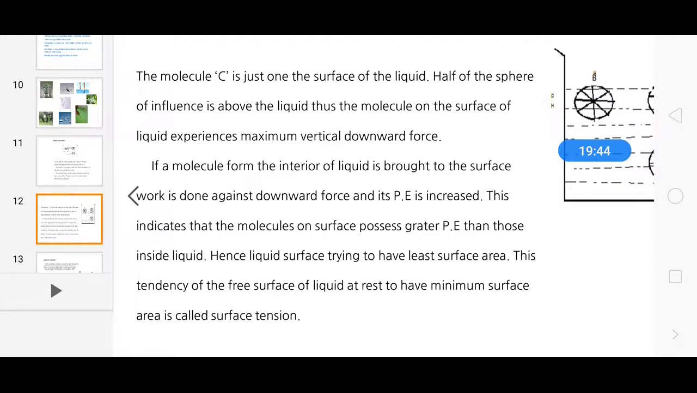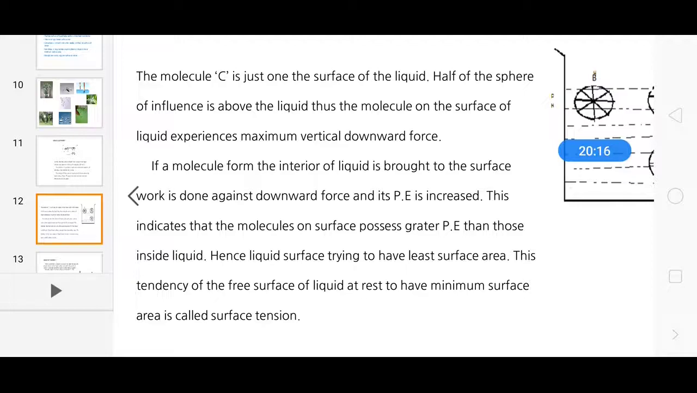Why? Because only a small portion is above the molecule. So if a molecule from the interior of the liquid is brought to the surface, work is done against a downward force, and its potential energy is increased.